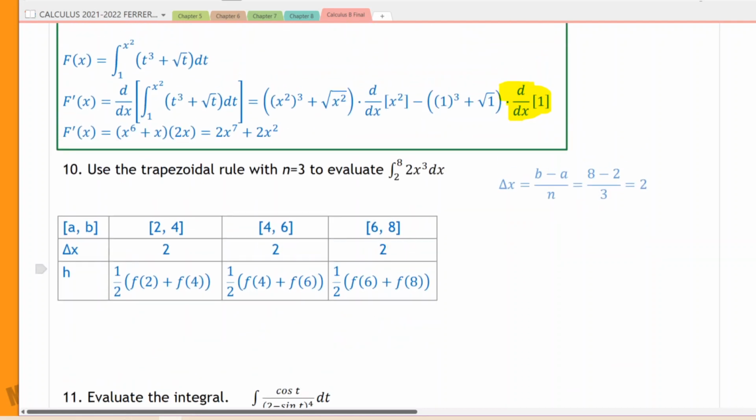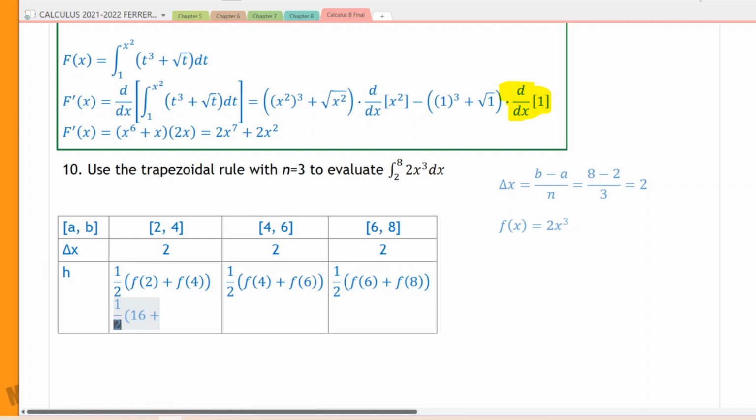Let's get f of 2 first. 2 cubed is 8, and 8 times 2 is 16. You don't really get a calculator here, so you have to use your superior knowledge of algebra. Okay, so let's get all of these. F of 4, we're going to have to do 4 cubed. That's 4 times 4 is 16, times another 4, that's 64. 64 times 2 is 128. So that gives me that first one.